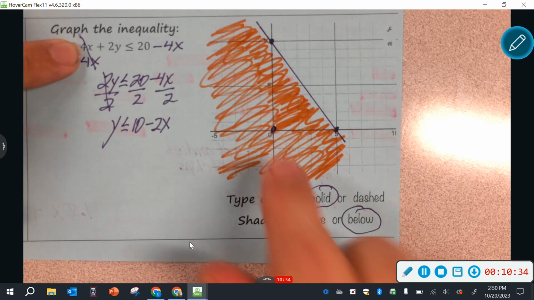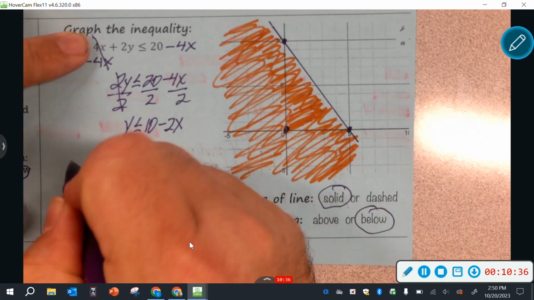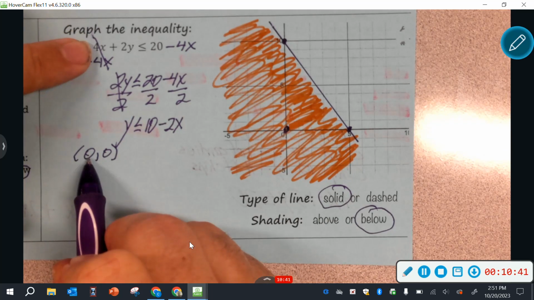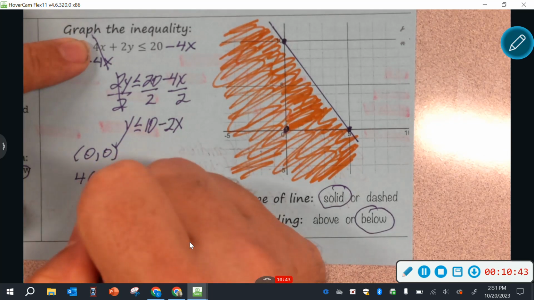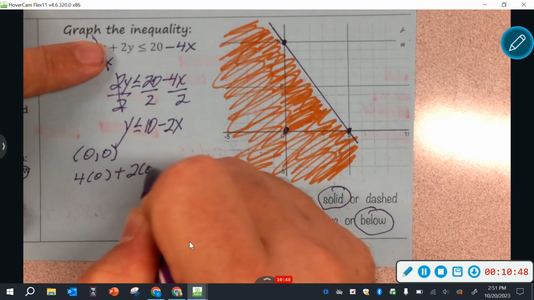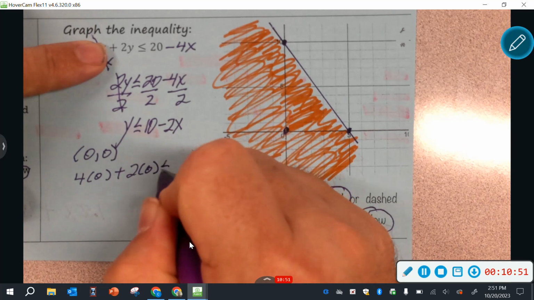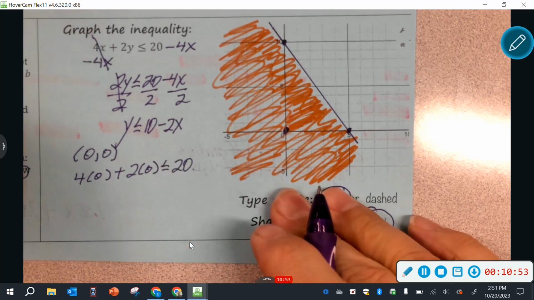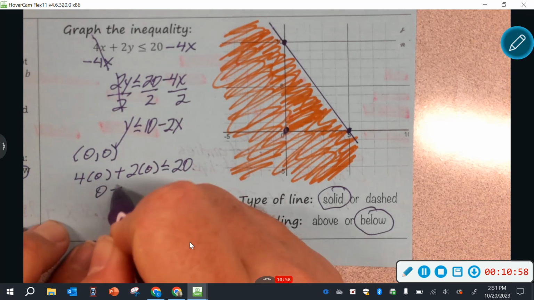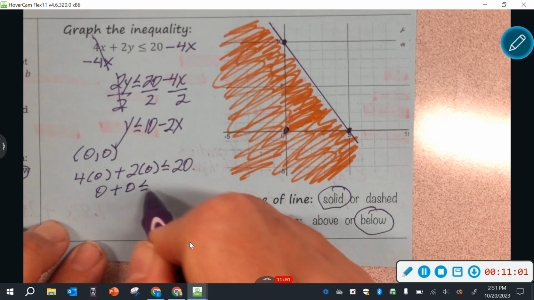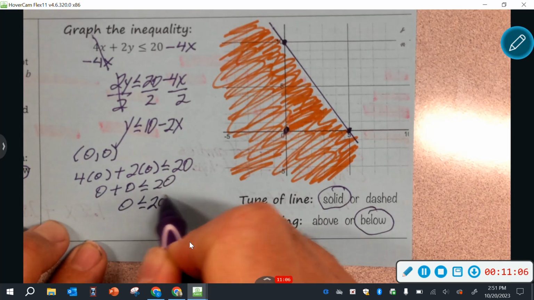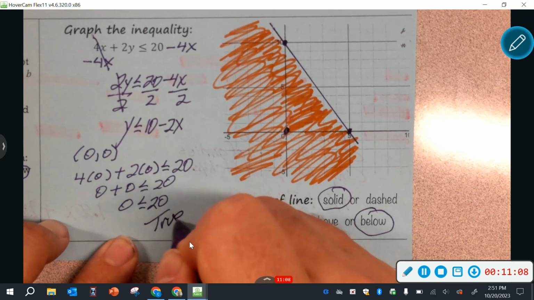So I can plug this 0, 0 back into this inequality and it'll be true. Okay? So 0, 0. Remember, any ordered pair is x, y. So I'm going to plug this in for x, so it'll be 4 times 0 plus 2 times 0, and then we'll put less than or equal to 20. And so look at this, 4 times 0, 2 times 0, 0 is less than or equal to 20, so this is true.